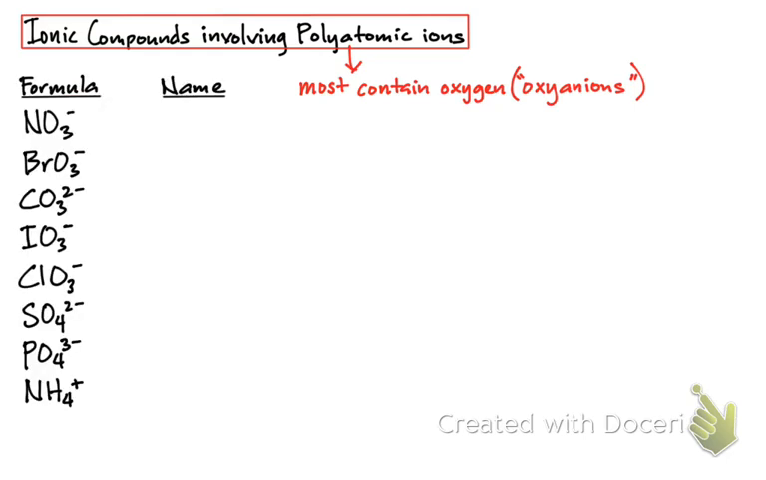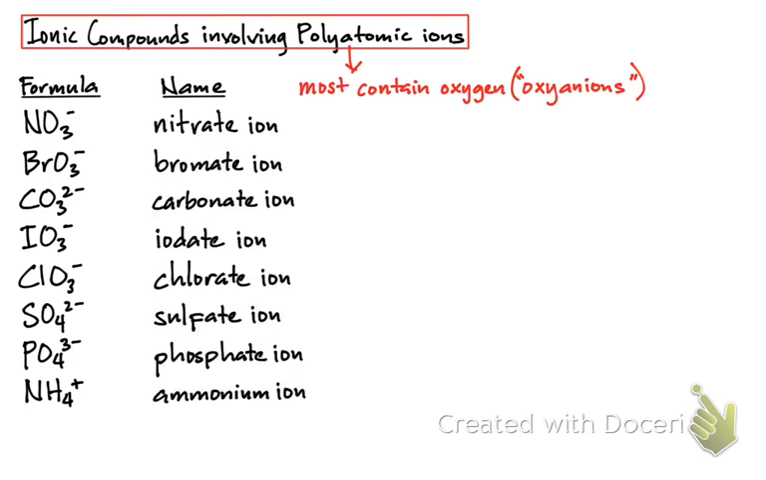All right, so here are the chemical formulas of the most common polyatomic ions, and make sure that you remember the formula and also the name of the ion. So here, the first one is NO3 minus, and this is called the nitrate ion. We have BrO3 minus, which is called the bromate ion, carbonate ion, iodate, chlorate, sulfate, phosphate, and ammonium ion.